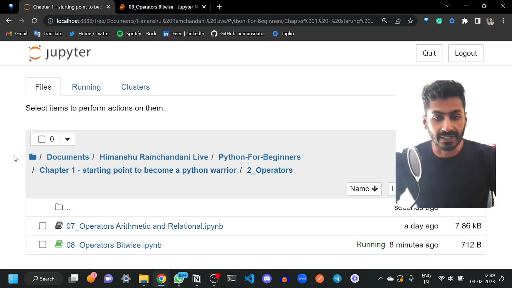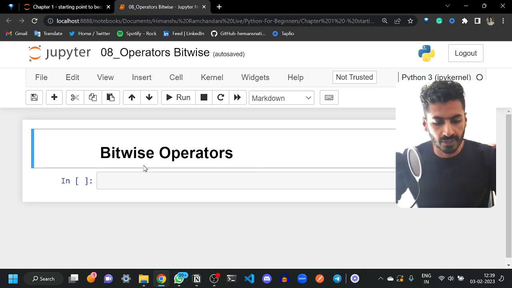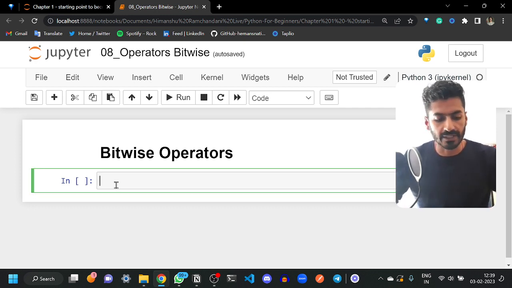Hello everyone, let's start with our next topic, that is bitwise operators. So bitwise operators are used to perform operations on bits. There are many types of bitwise operators, majorly I think five.